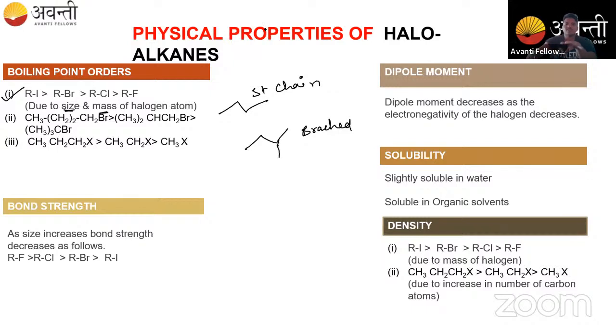You have read this in your first midterm exam, but still we are recalling. The straight chain is there, branched is there. Let's suppose this is A and this is B, which has more boiling point? Tell me in the chat box. Guys, this you all need to know. Remember, straight chain and branched.